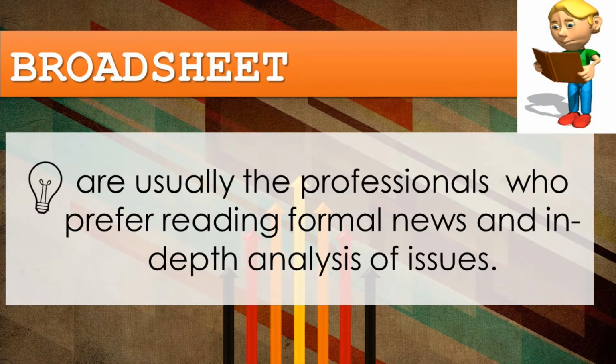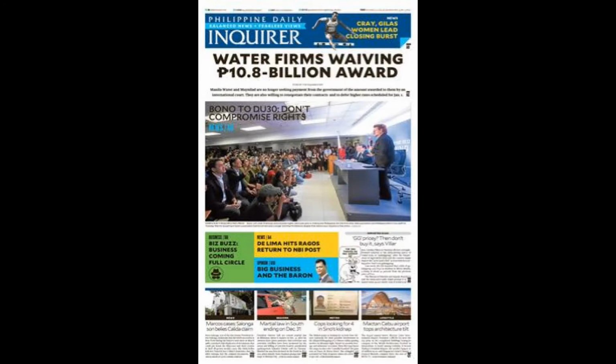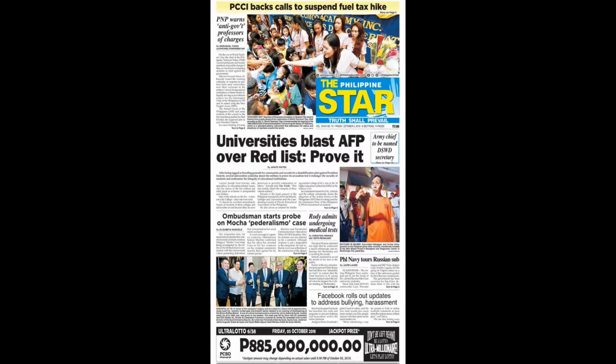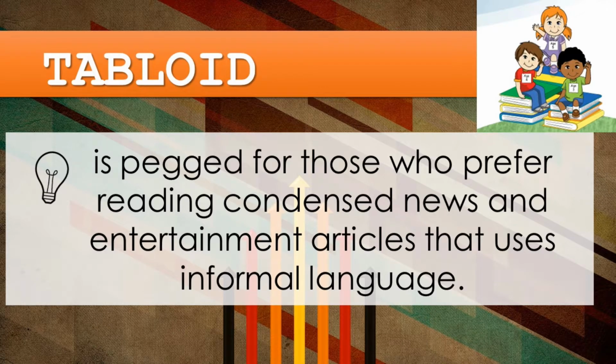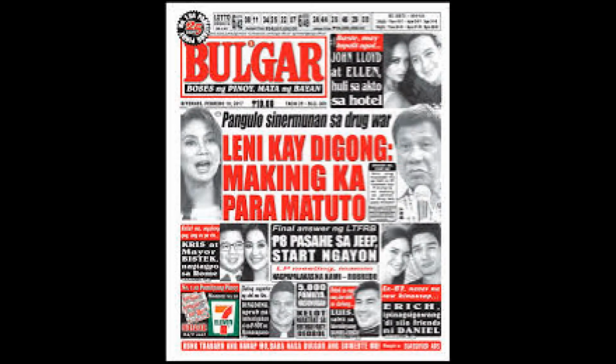Broadsheets are usually for professionals who prefer reading formal news and in-depth analyses of issues. Examples of broadsheet are Manila Bulletin, Daily Inquirer, and Philippine Star. Another type of newspaper is tabloid. It is pegged for those who prefer reading condensed news and entertainment articles that use informal language. Examples of tabloid are Abante and Balita.